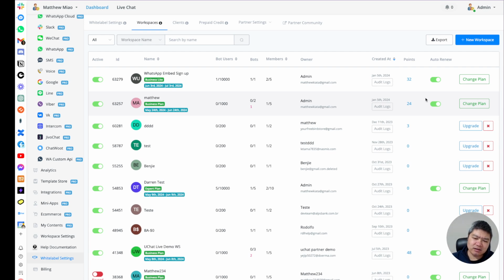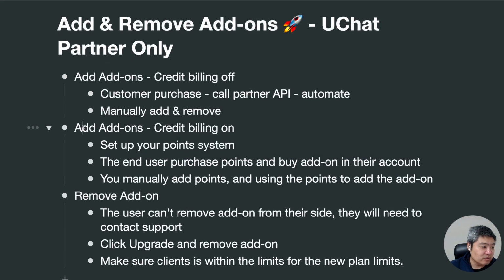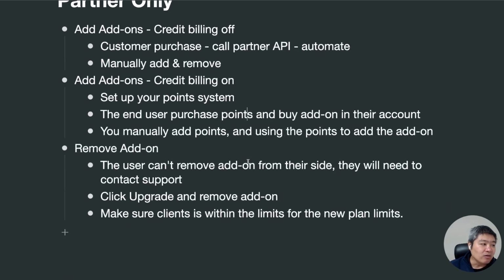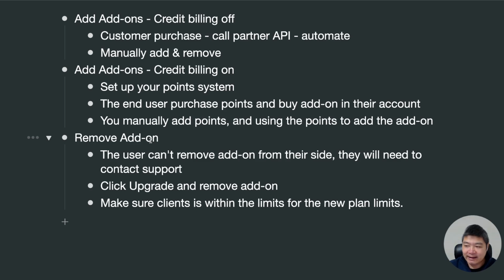So if you are turning on the credit billing, we are always using the points the customers have. It's either the customers purchase those points from you, or you give these points to your clients. Basically, that's how it works if you are turning on the add-on credit billing. That's the second point that I showed you, how to add add-ons with the credit billing on. Now let's talk about how to remove the add-on.